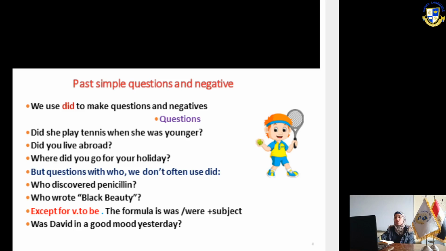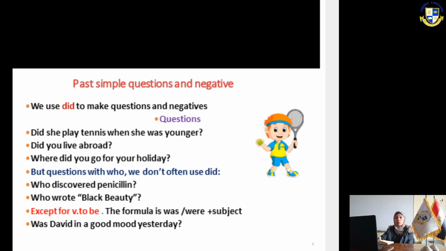The past simple questions and the negative. How can we form a question in past simple and how can we form the negative? We use did to make questions and negatives. For example, guys, we have two kinds of questions, yes or no questions and WH questions. Let's talk about the yes or no question. I can say, for example, did she play tennis when she was younger? And in that case, guys, I can say yes, she did, or no, she didn't.